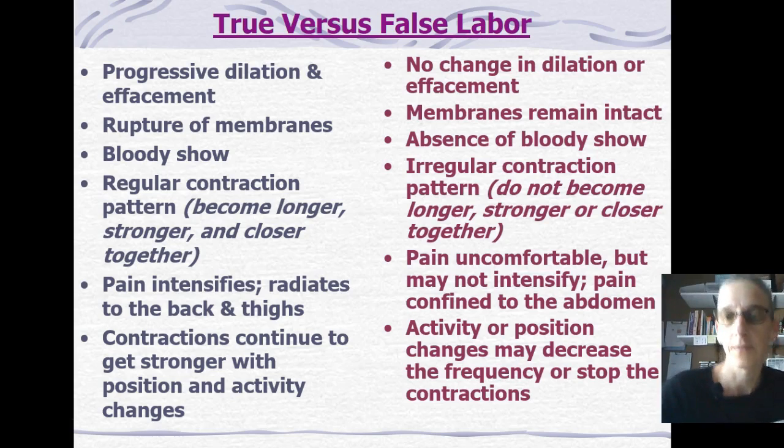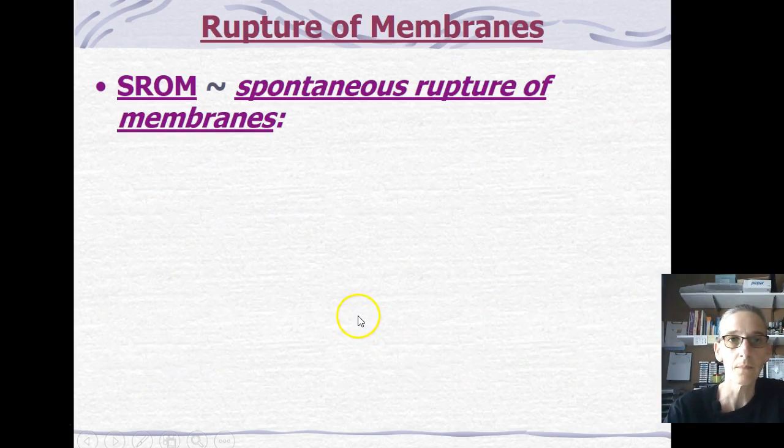That was that Braxton Hicks versus true labor contractions. The pain intensifies, contractions getting stronger. Okay, so we talked about that with the Braxton Hicks. Okay, then we've got rupture membranes. This was the final of those pre-labor stages. So spontaneous rupture membranes, I think we talked about this the other day. I put it up on the board.